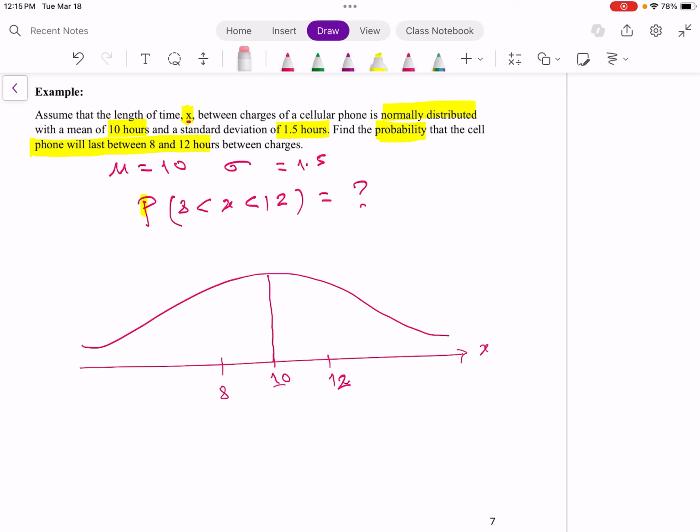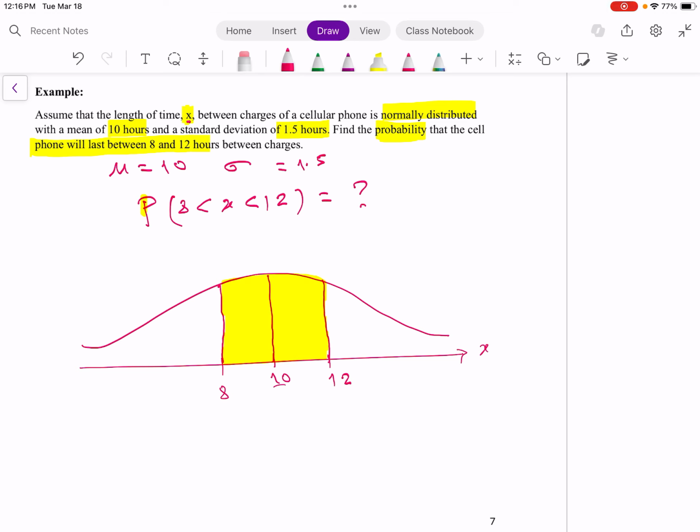Finding probability means finding the area, right? Now, can you say the area we are interested in here? We are asked to find the probability that x is greater than 8 and less than 12. Where is that area for this probability? Everything between 8 and 12, right? So let's draw a vertical line at 8 and a vertical line at 12. We are interested in finding the area between 8 and 12. It means we are interested in finding the area of this shaded region.